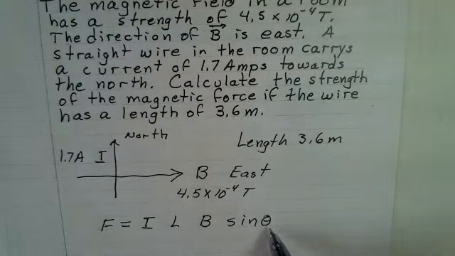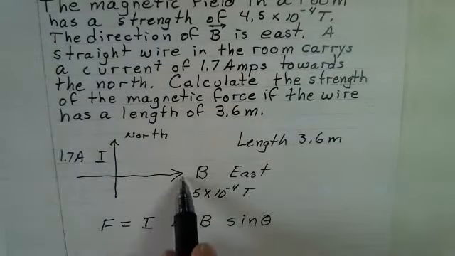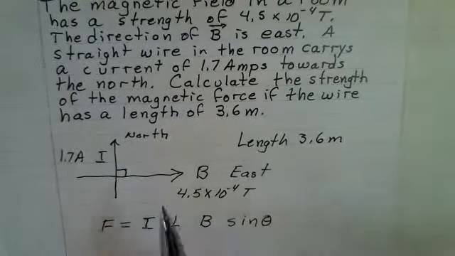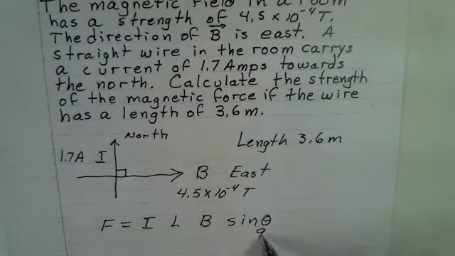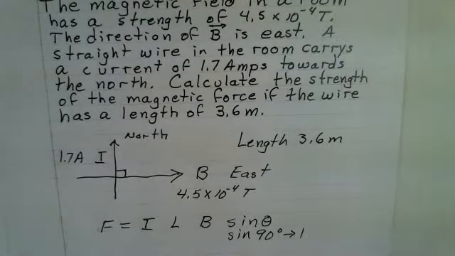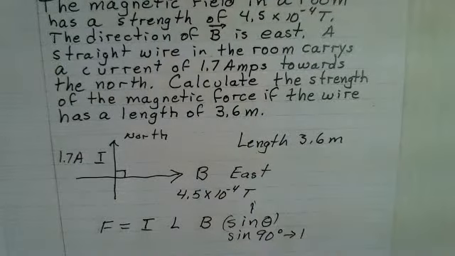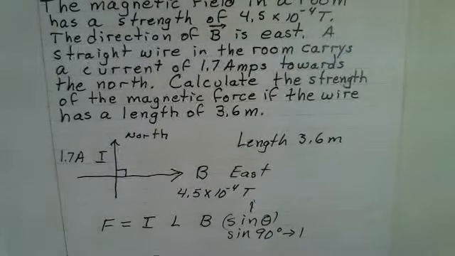So let's do this part first. My magnetic field is east, the current is north, they're both horizontal. There's a right angle between east and north, so 90 degrees for the angle, and the sine of 90 degrees evaluates to 1, so we have a factor of 1 for the sine of theta. We only need to concern ourselves with current, length, and magnetic field. We have those values, so let's go ahead and put them in.